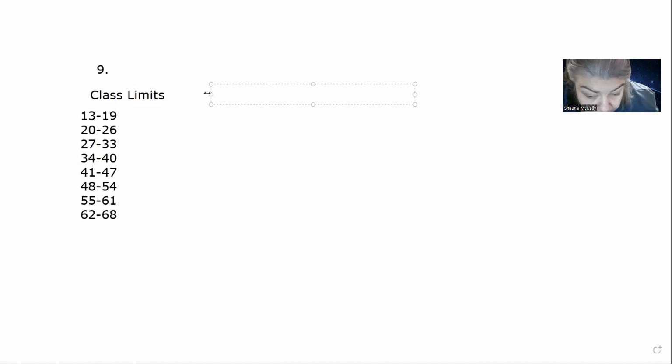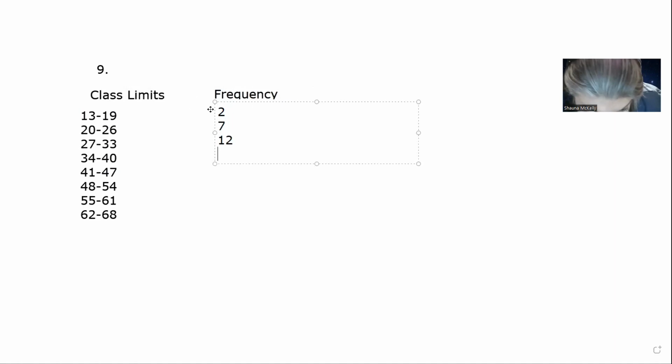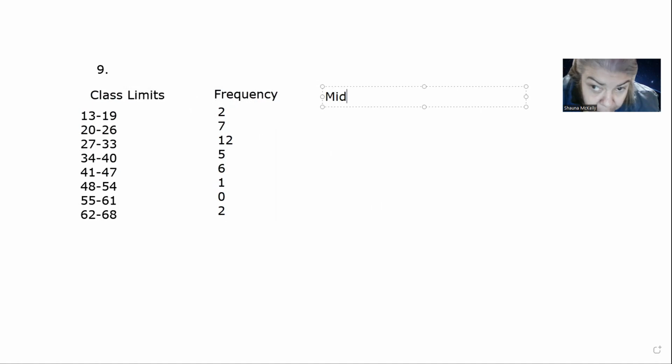Now I also have a frequency column. So I'm going to write in my frequency column next. Now, this is going to be, let's see, we've got 2, 7, 12, 5, 6, 1, 0, and 2. All right. There's my frequency column. Now, the column that you need to add is midpoint.